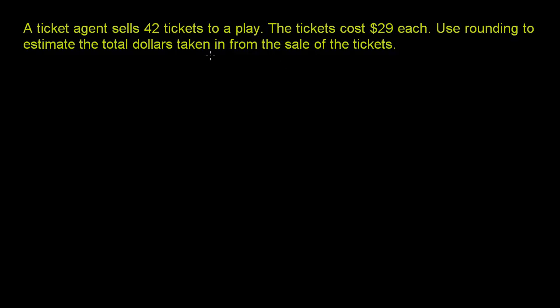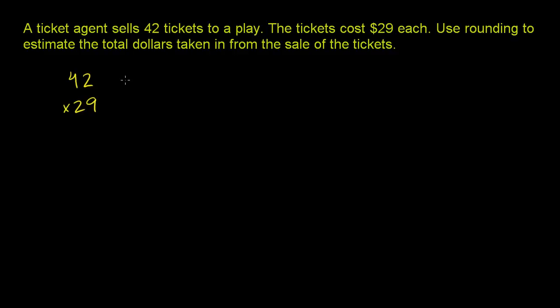Now, if we wanted the exact number, we could say 42 times 29, and we could work out the multiplication. But they essentially want us to be able to do it in our head. We want to round the numbers first and then multiply. So if we want to round, and really we just have two places here, if we're going to round anything, it's going to be to the nearest 10, because that's the largest place we have.